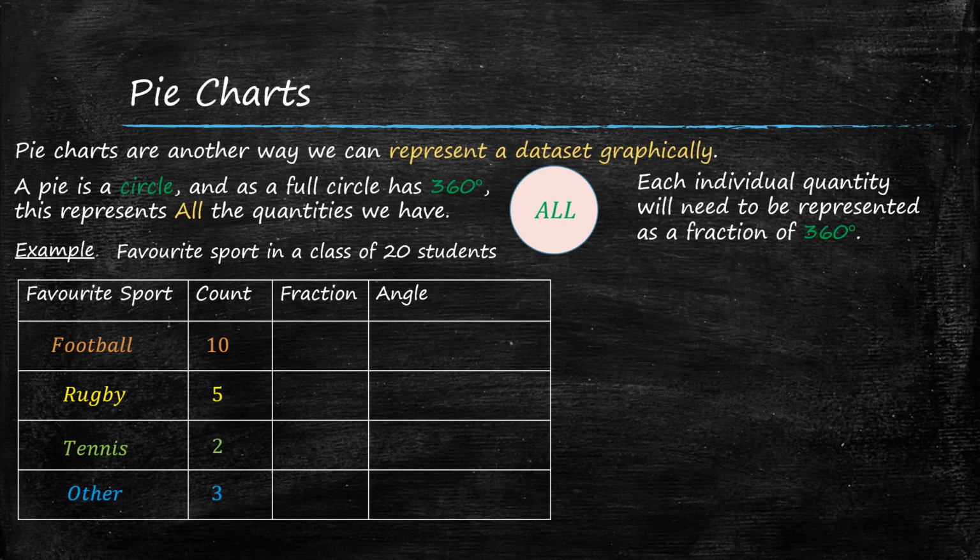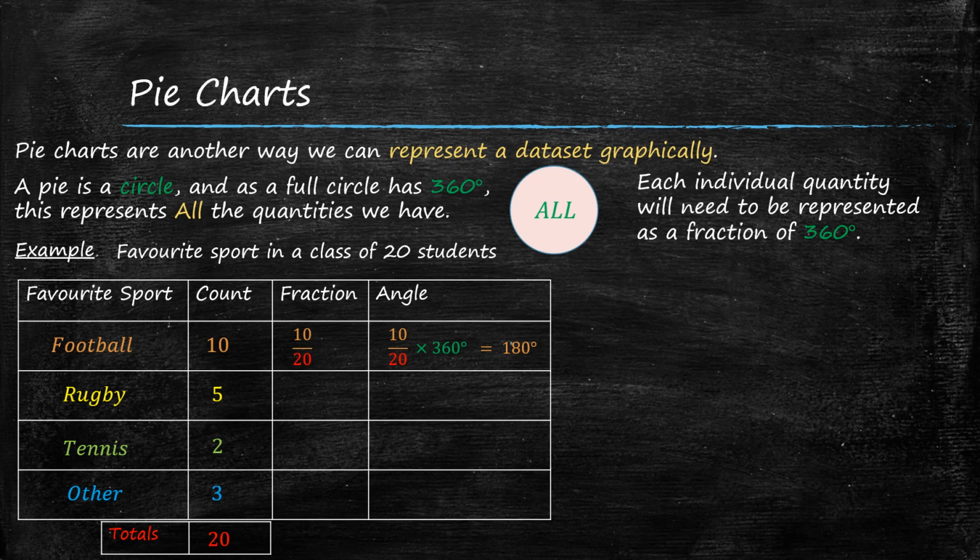Now, going through this, football has a count of 10. What fraction does this represent? This represents a fraction of 10 out of 20. So what would be the slice of the pie that football would represent? Well, that would be 10 out of 20 times 360 degrees. Its portion of the 360 degrees is dictated by the overall fraction that football represents. Football represents 10 out of 20, so it's 10 out of 20 times 360 degrees, and this is 180 degrees. So football's slice of the pie will be 180 degrees.